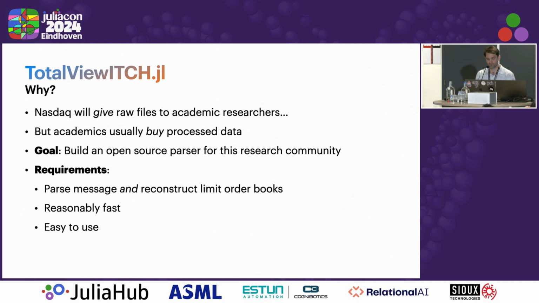So the goal here is to build an open source parser for this research community. The requirements are that it has to be able to parse all the messages, and it has to do something called reconstructing the limit order book, which means that at every point in time, we need to know the number of shares at each price that people are willing to trade for every single stock in the market. And this has to be reasonably fast and easy to use.